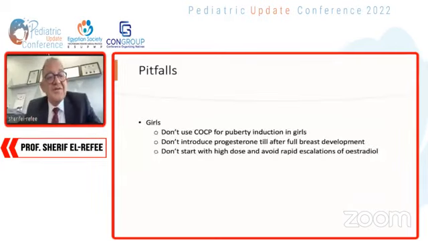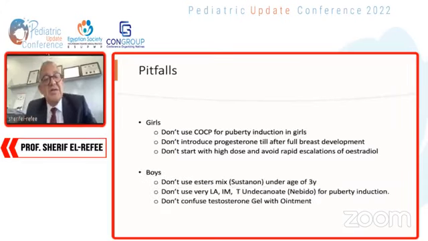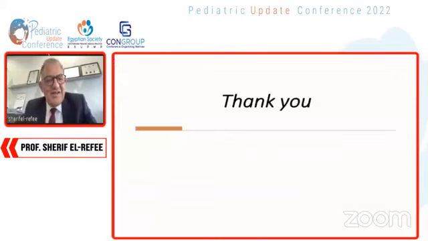And the last slide is, please be mindful of these pitfalls. Don't use oral contraceptive pills for puberty induction in girls. And do not introduce progesterone until full breast development. And don't start with a high dose of estradiol, because this will make the breast longitudinal rather than round. It has to be a small dose and gradually increasing. And in boys, don't use Sustanon in very small kids, and don't use very long-acting testosterone for induction of puberty, and don't confuse gel with ointment. And I would like to thank you very much, and I'm happy to take any questions.